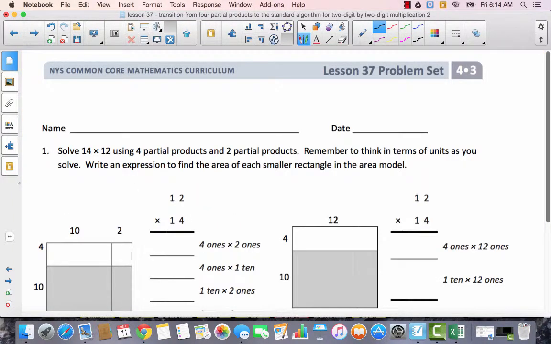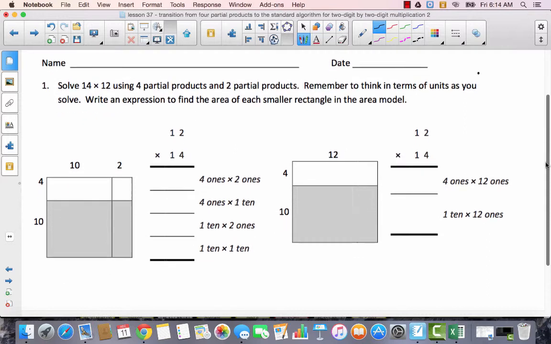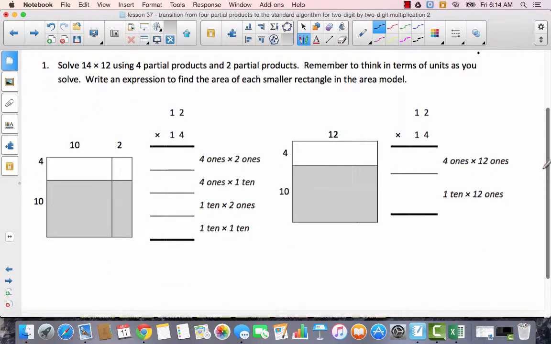So I want you to go ahead and write your name on your problem set, and you're going to notice that we're going to do a little bit of partial products and a little bit of standard algorithm both today in our problem set. So put your name on your paper and look at what it says. Solve 14 times 12 using 4 partial products and 2 partial products. Remember to think in terms of units as you solve. Write an expression to find the area of each smaller rectangle in the area model.